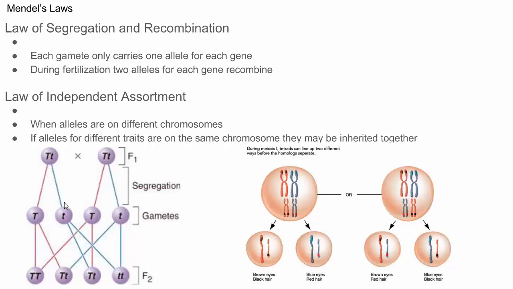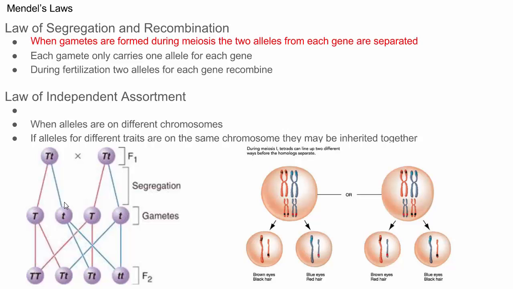Then we have Mendel's other two laws, the law of segregation and recombination. Law of segregation and recombination tells us that when diploid cells, cells that still have their chromosomes in pairs, each homologous chromosome is carrying one allele. Okay. So we have our plants here, our F1 generation, the hybrids, the heterozygous plants.